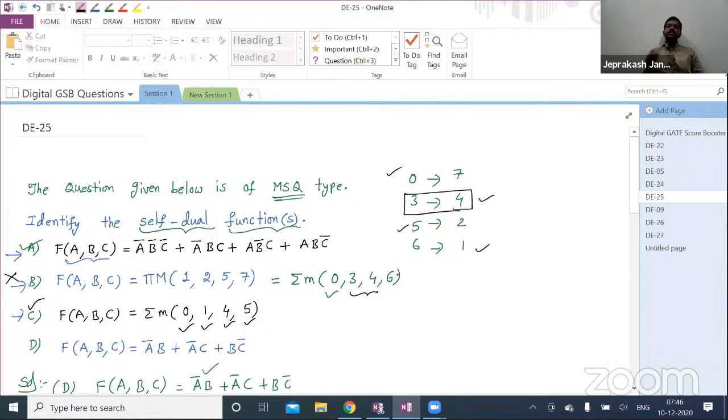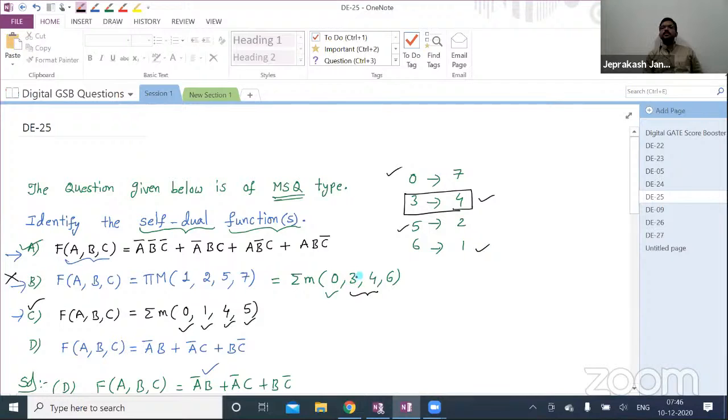Even if you solve by the conventional method, you'll get the same answer, but it will take more time. In order to verify whether it is self-dual or not, follow this method when you're having sum of minterms. You will get the answer very quickly. Or if you feel the conventional method is convenient, you can follow that, no problem. But the first condition should be met. That means you should have exactly half of the minterms. If you don't have half of the minterms, straight away you can say it is not self-dual.